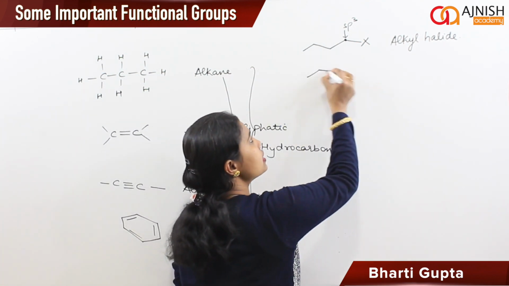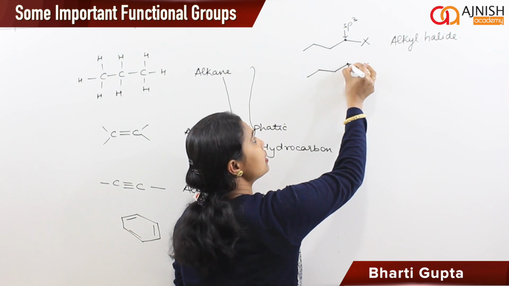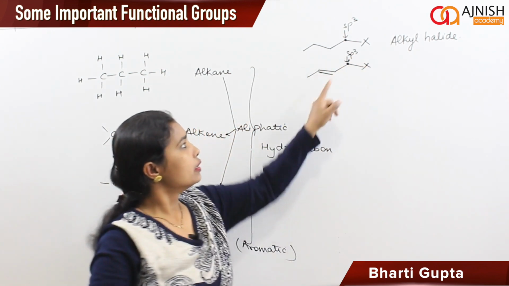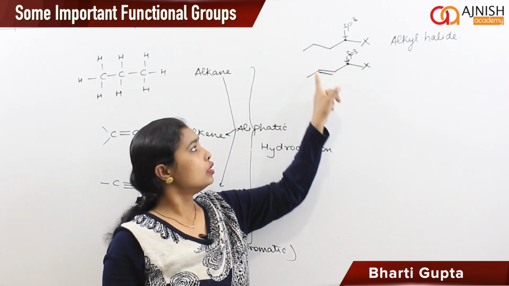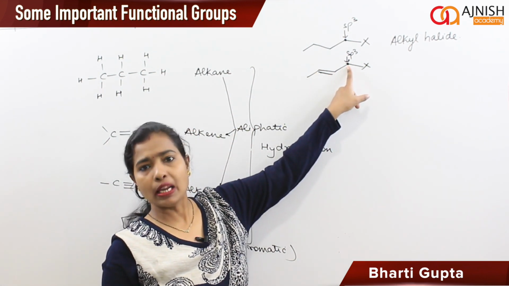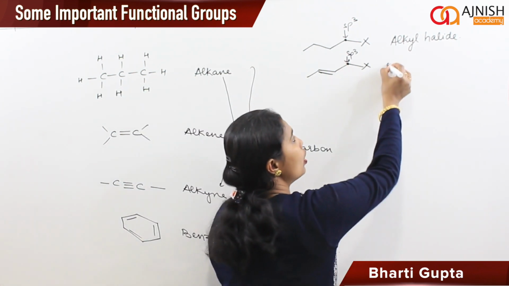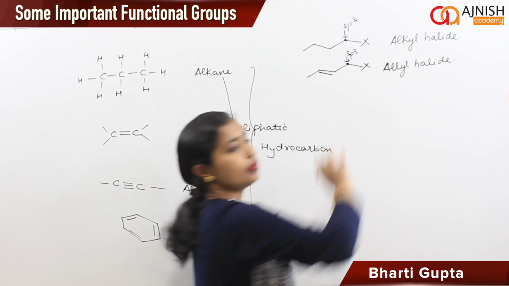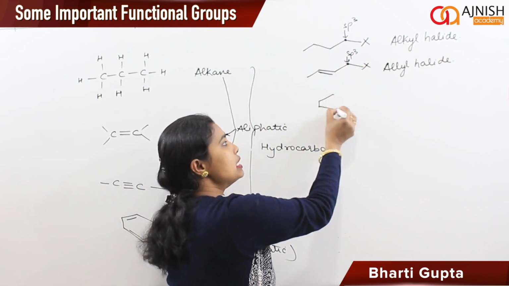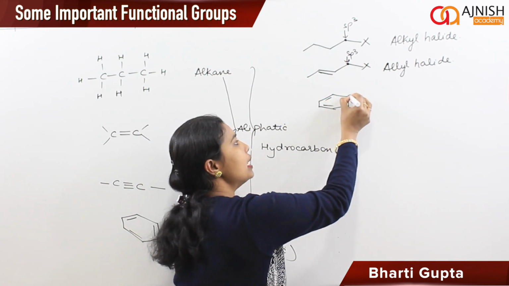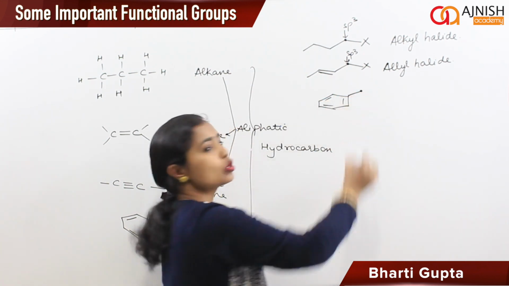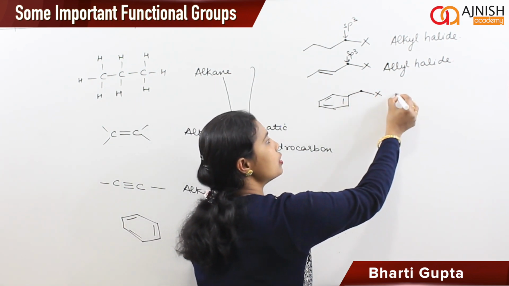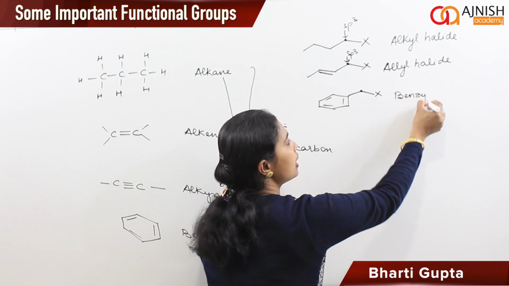When halogen is attached at an sp3 carbon, but this sp3 carbon is adjacent to a double bond, this position is called the allylic position. And now this compound is called allyl halide. If we have a benzene ring, the carbon adjacent to the benzene ring is called the benzylic position, and if a halogen is attached at the benzylic position, it is called benzyl halide.